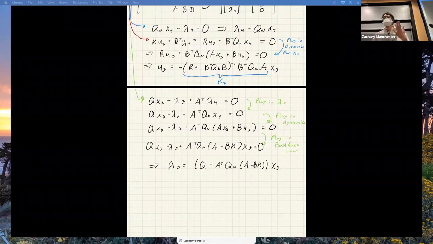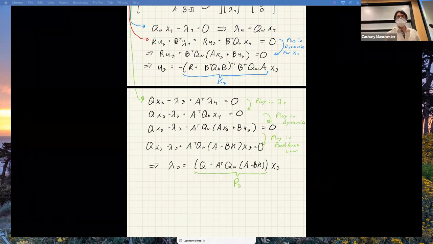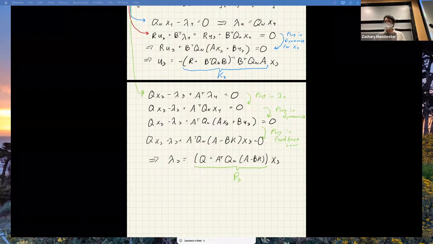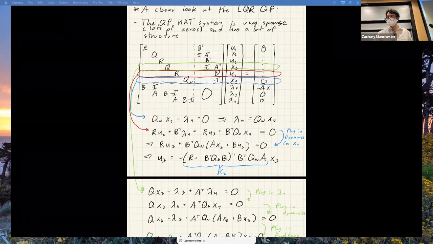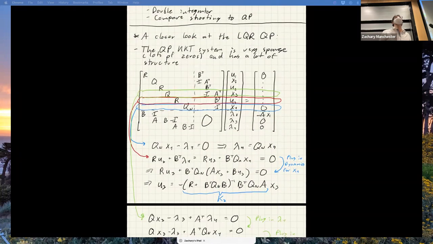Okay, so now we're going to call the matrix in front of the X here in the lambda equation, remember in the U equation, the matrix multiplying the state we called K. We said this is a feedback policy. Here in the equation for lambda, the matrix multiplying the state, we're going to call P3. Okay, and the message here is, now that I've got this, this says lambda 3 equals P3 X3. This looks exactly like where I started this whole thing. I said lambda 4 equals QN X4. So I'm back to where I started. It looks exactly the same, right? So if I called QN P4, that's where I am now.